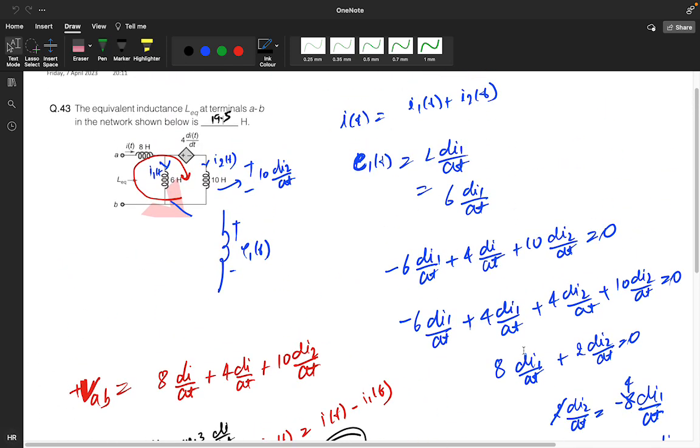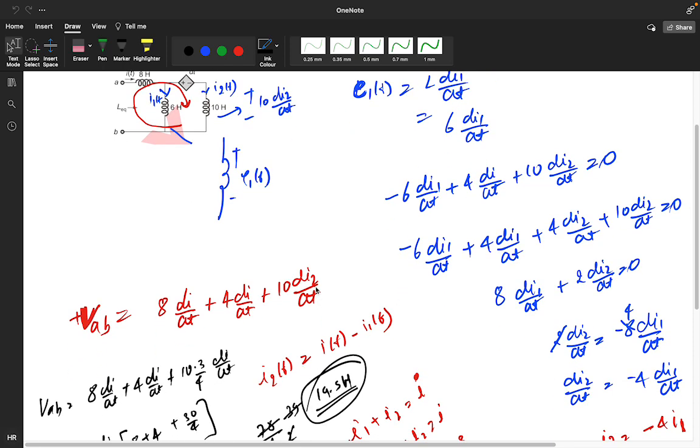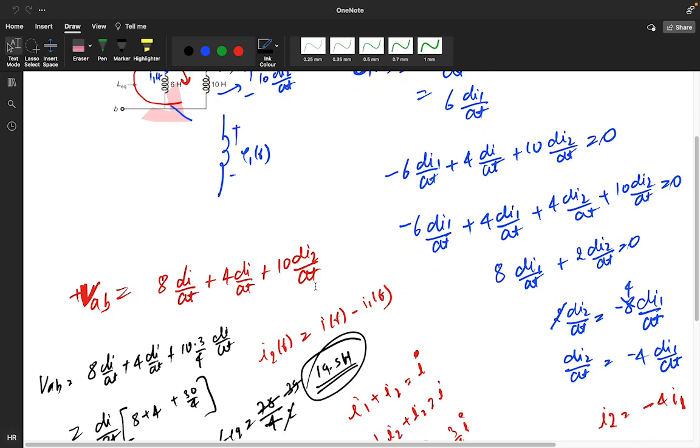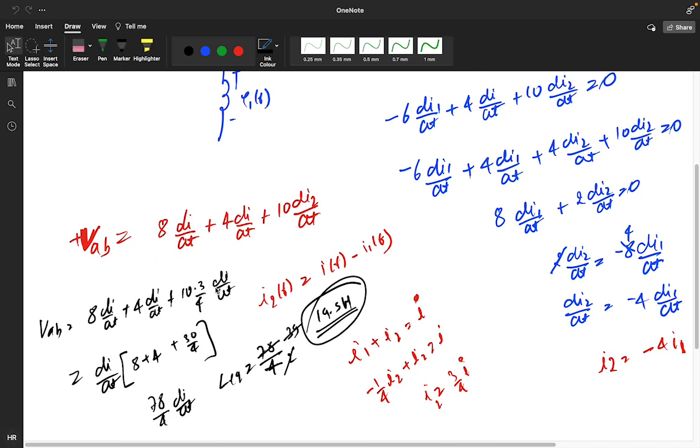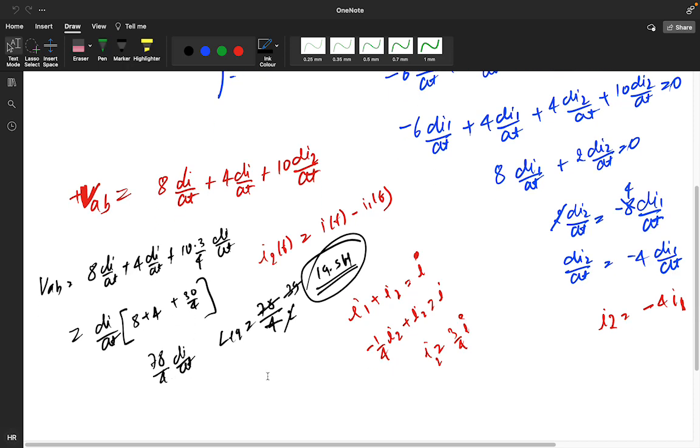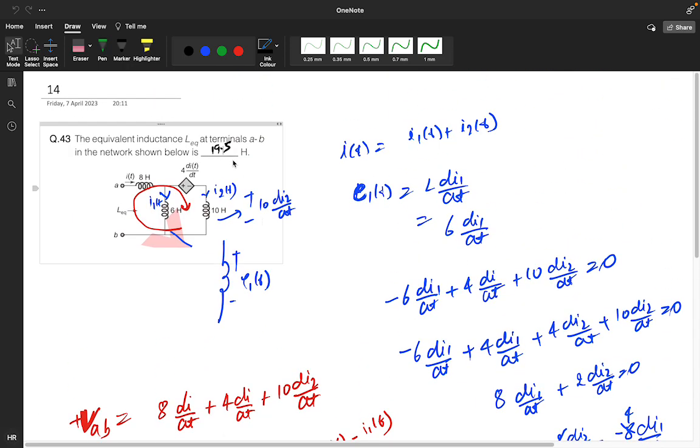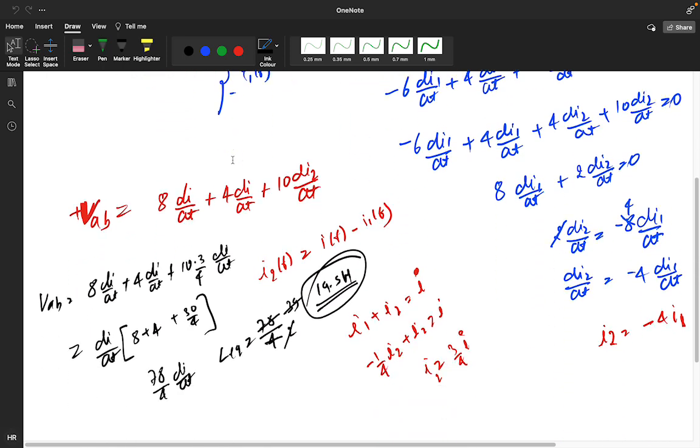Now overall apply the KVL in this. Assume VAB. So 8 di by dt plus 4 di by dt plus 10 di2 by dt. Substitute the I2 value in terms of I of t. When you substitute, you will get di by dt as 8 plus 4 plus 30 by 4. So 78 by 4 will come. So the overall inductance value will be 19.5 Henry. Okay.